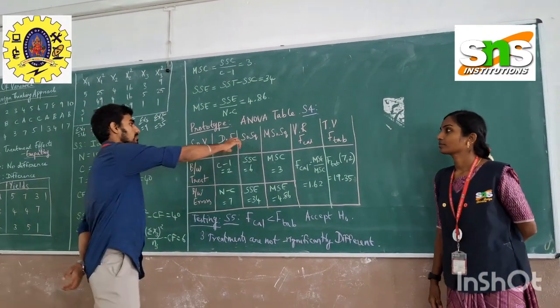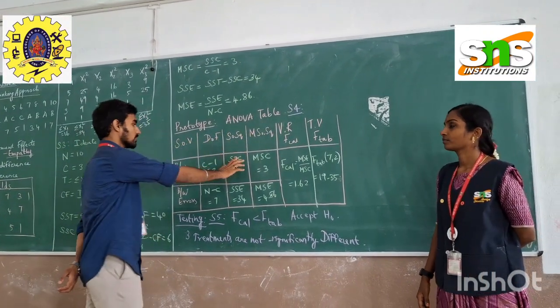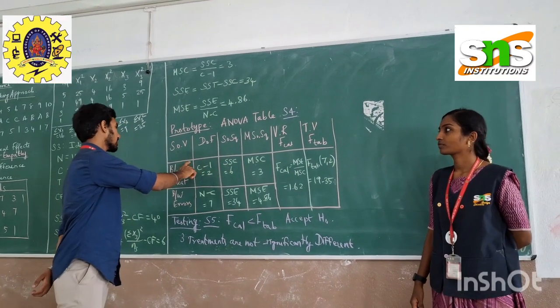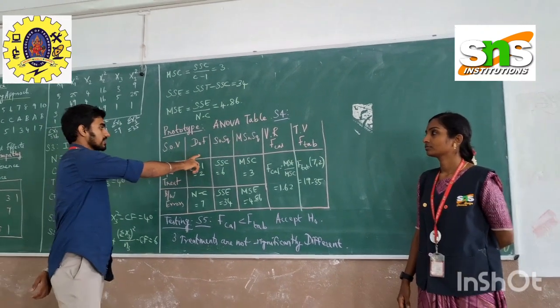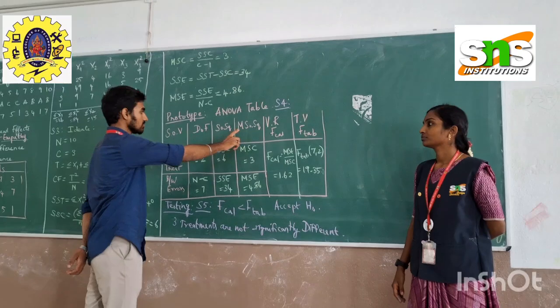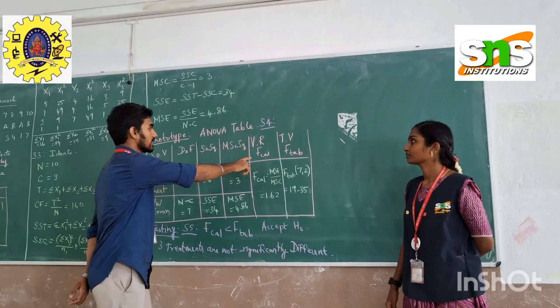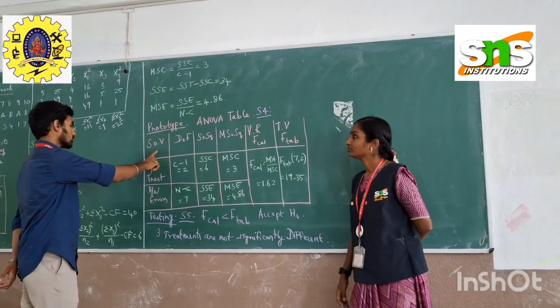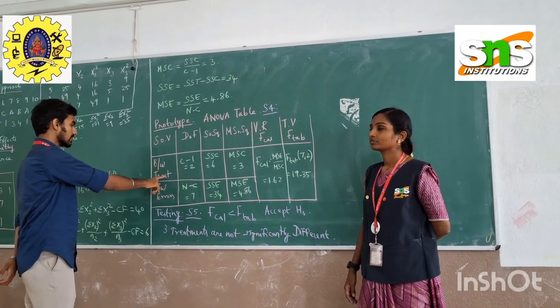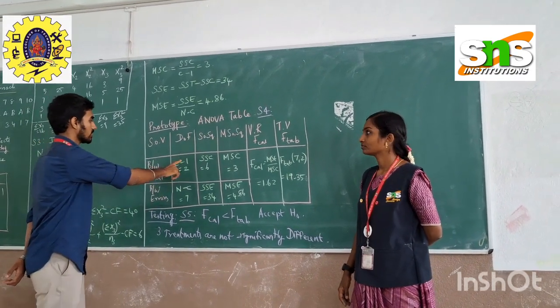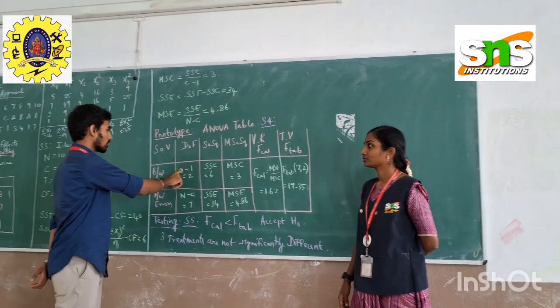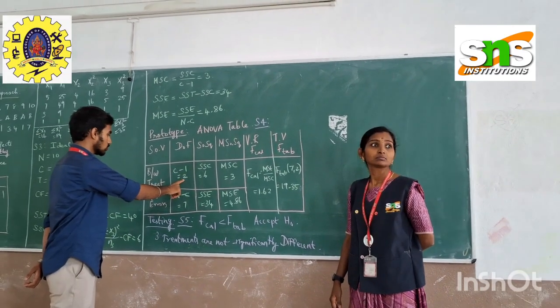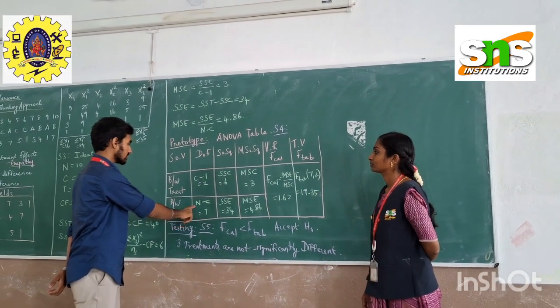In the prototype we have the ANOVA table. This table is very important to solve this problem. Here we have source of variation, degrees of freedom, sum of squares, mean sum of squares, variance ratio, and F calculated and F tabulated values. In source of variation we have treatment and error. For the degrees of freedom, treatment is C minus 1, that is 2, and for errors it is N minus C.